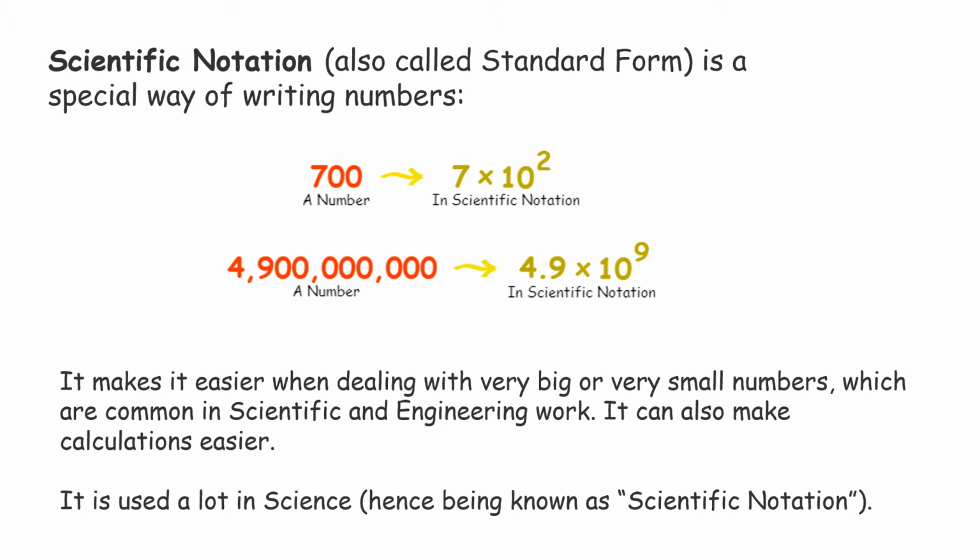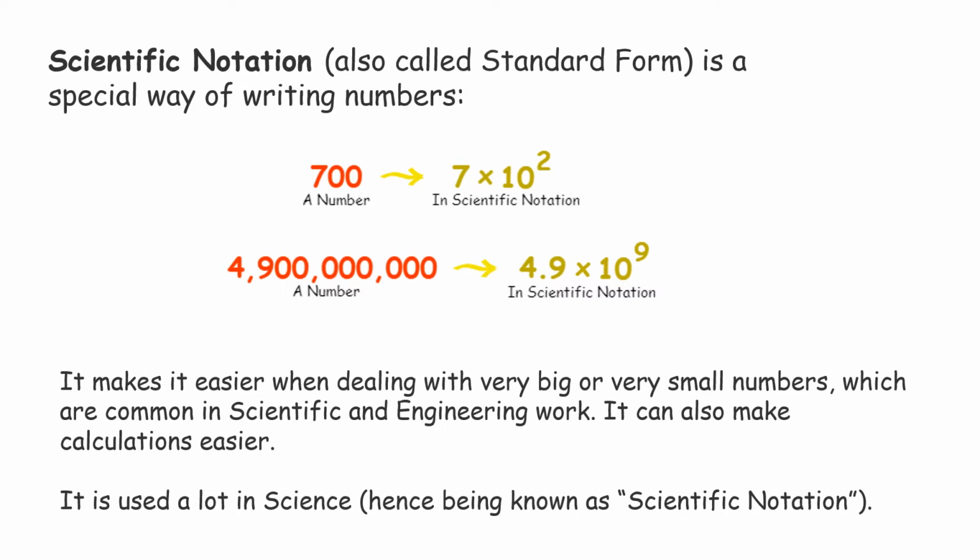Scientific notation, which is also known as standard form, is a special way of writing numbers. Here are two examples. 700 is a number, and in scientific notation this is 7 by 10 to the power of 2. The second number, 4,900,000,000, can be written as 4.9 by 10 to the power of 9.